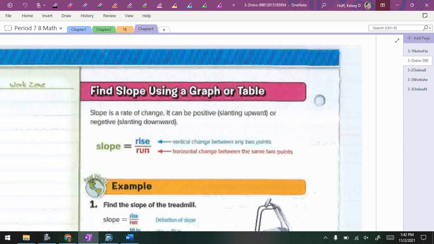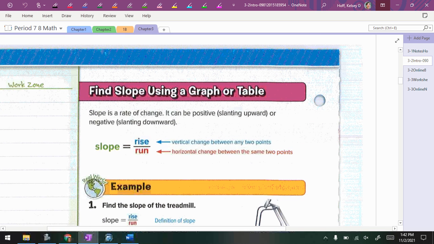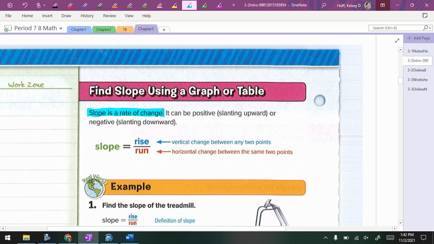Go, 182. First thing we're going to start is finding slope on a graph or a table. First sentence, slope is a rate of change. Yesterday we talked about rates of change. Slope is interchangeable with that phrase rate of change. Sometimes they call it slope, sometimes they call it rate of change.